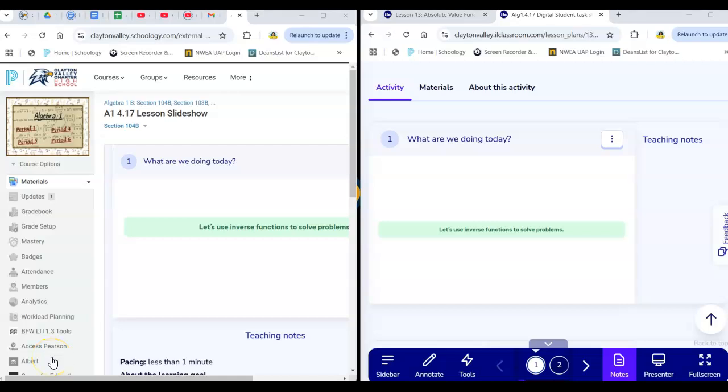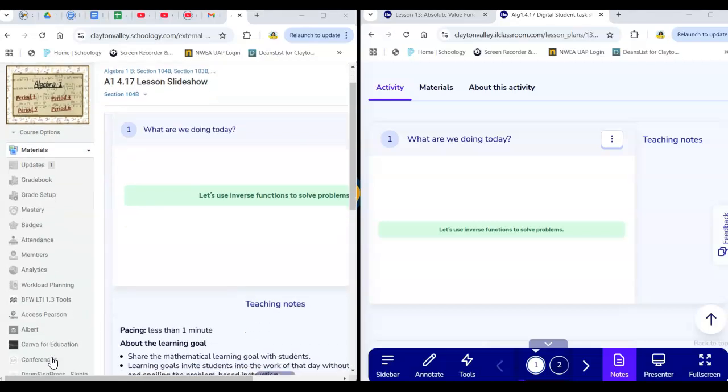Okay, Algebra 1 students, here is our guide video to go along with lesson 17, where I walk you through the digital student task sheets and how they match up to the slideshow. Please note that you have teaching notes in both of these places so that you can check your answers and make sure that you are doing things correctly.